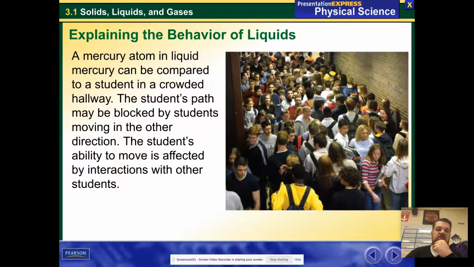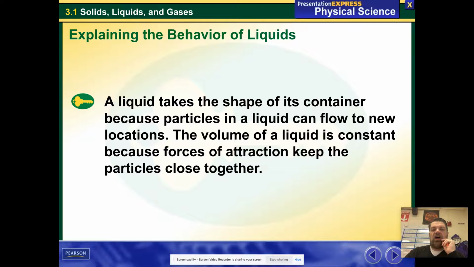The student's path may be blocked by other students moving in other directions. The student's ability to move is affected by the interactions with the other students. So the atoms are closer together. Liquid takes the shape of its container because the particles of the liquid can flow to a new location. The volume of the liquid, for the most part, stays constant if the temperature is constant.